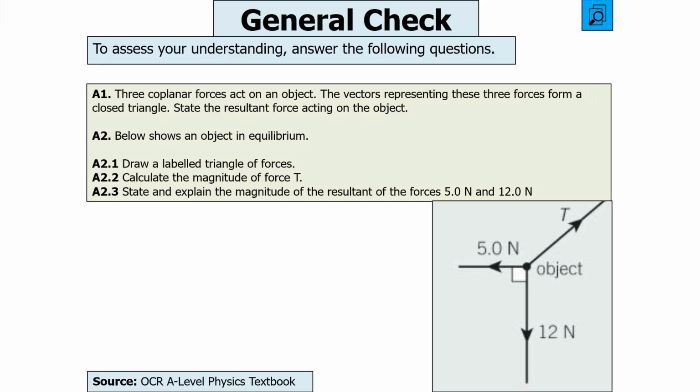So the first question says, three coplanar forces act on an object. The vectors representing these three forces form a closed triangle. State the resultant force acting on the object. And then below shows an object in equilibrium. Firstly, draw a labelled triangle of forces. Then secondly, calculate the magnitude of force T. And then thirdly, state and explain the magnitude of the resultant of the forces 5 newtons and 12 newtons. So pause the video now, then unpause the video when you want to go through your answer.